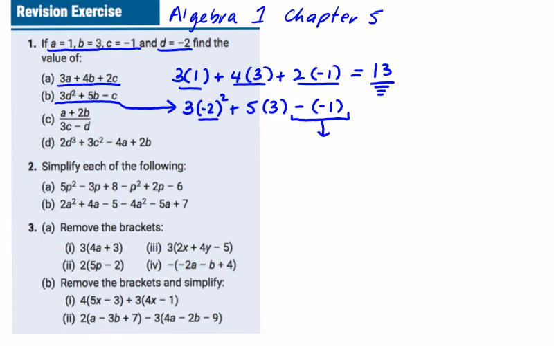A minus to be squared is positive as well, so your calculator will see 3 4s are 12, plus 15 is 27, plus 1 is 28.